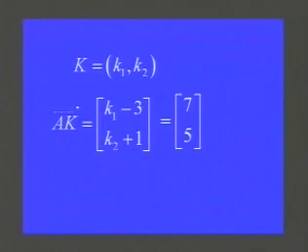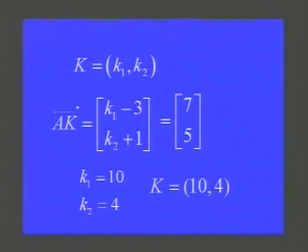Okay, a little bit of algebra. k1 minus 3 is 7, so k1's got to be 10. k2 plus 1 is 5, so k2's got to be 4. K turns out to be the point (10, 4).